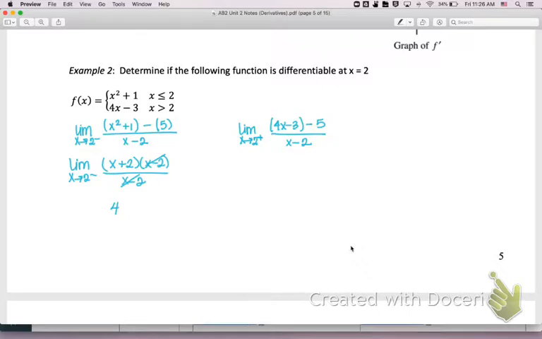From the right, I'm going to get the limit as x approaches 2 from the right. That's going to be 4x minus 8. Those have a 4 in common, 4 times x minus 2 over x minus 2. These divide out and just leave us with a 4. Since those are equal to each other, the conclusion we can draw is that f is differentiable at x equals 2.